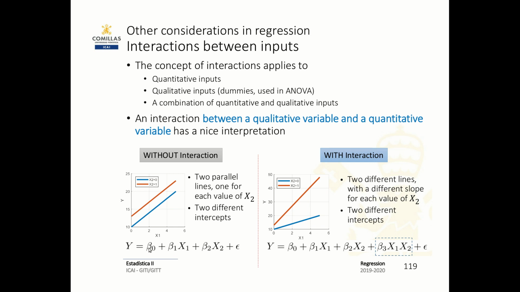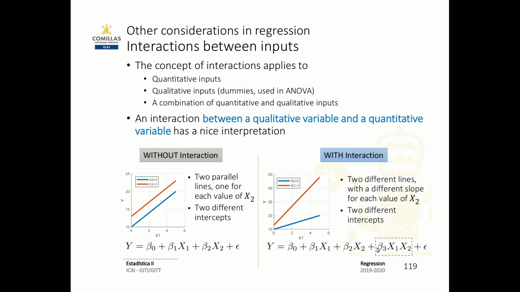So if we don't consider interactions, let's say that x2 is a categorical variable. When x2 takes the 0 value, y is beta 0 plus beta 1 x1. So this is this blue line here. When x2 is 1, then the intercept is beta 0 plus beta 2 and then plus beta 1 x1. So that means that we are shifting up or down our regression line. When we have x2 equals 0, we have one line. When we have x2 equal 1, we have another line.